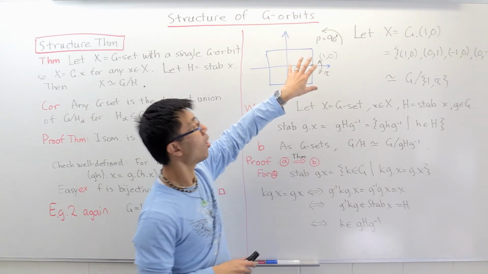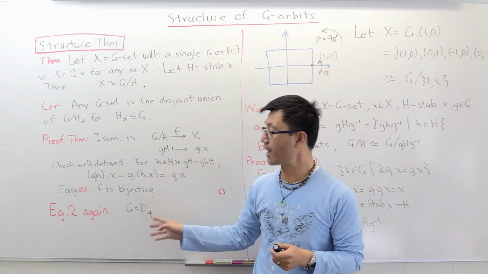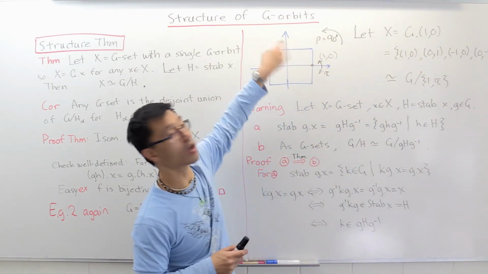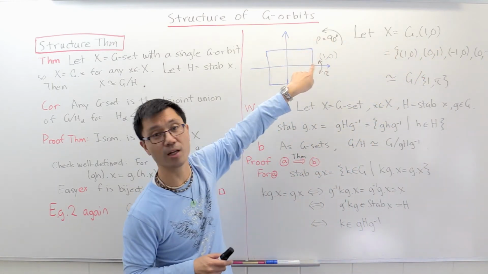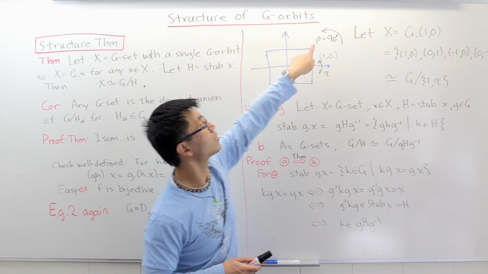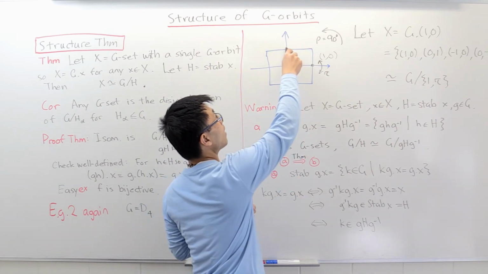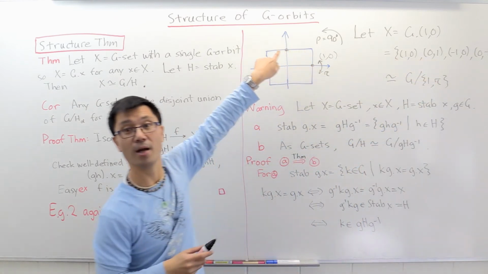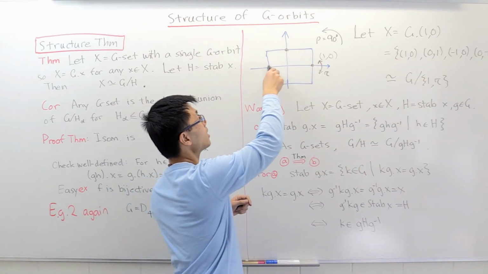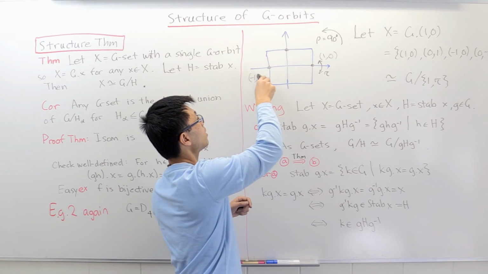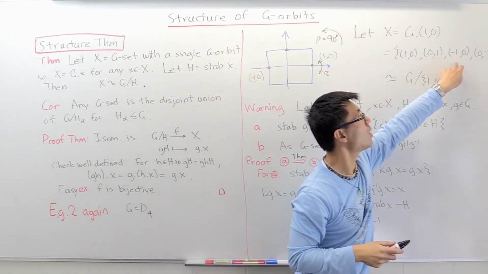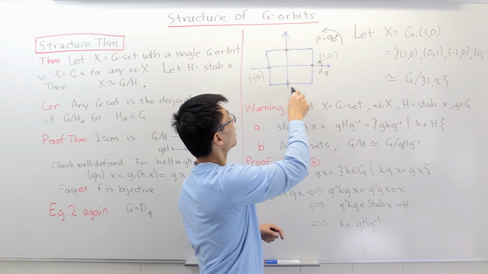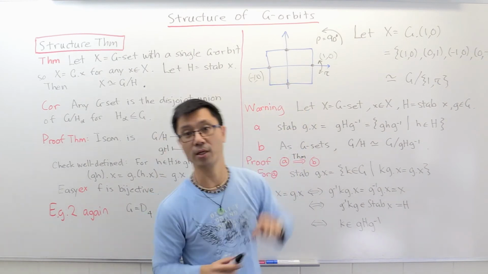So all the group elements act on this (1, 0). You have 4 rotations. The identity rotation doesn't move it anywhere. You can rotate it 90 degrees via rho, and that'll bring you up to here. So that's (0, 1). You can rotate it by another 90 degrees to get you over here, that's (-1, 0). And then you can rotate it again down here. So that's the 4th point.